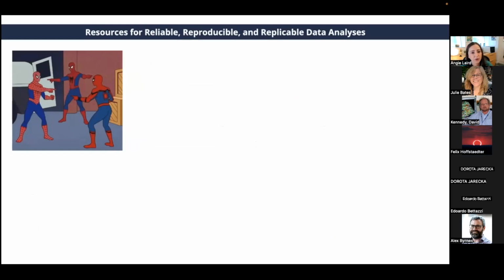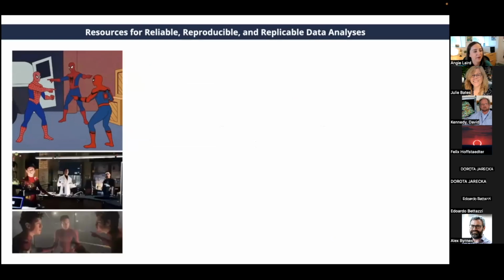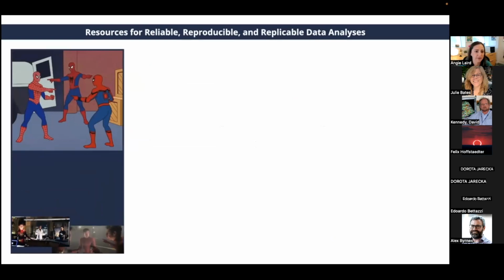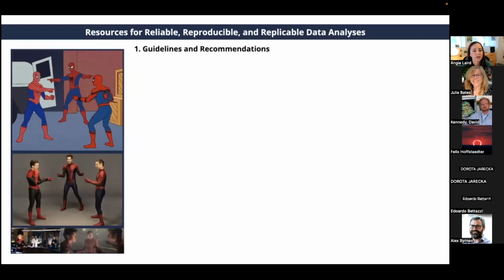So helping us focus on these 3 R's, we have the infamous Spider-Man pointing meme, which has actually been recently replicated itself multiple times. There are a number of different resources available to neuroimagers, which I like to think of as divided into 3 different categories, the first of which is guidelines and recommendations.